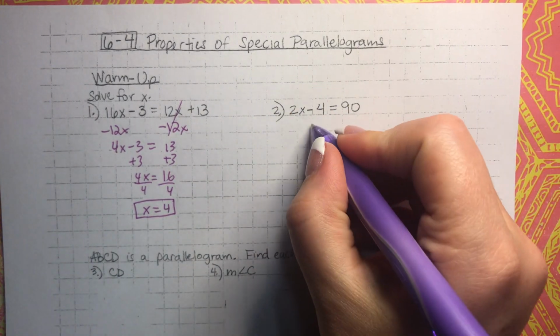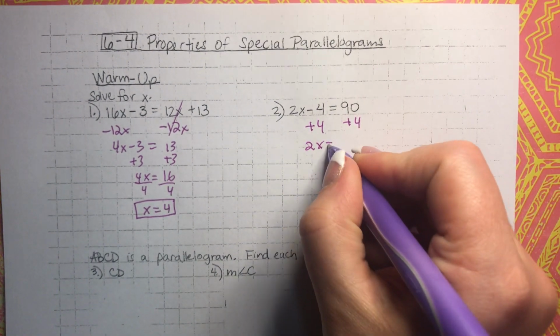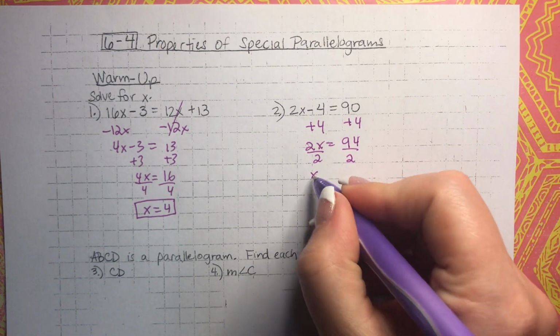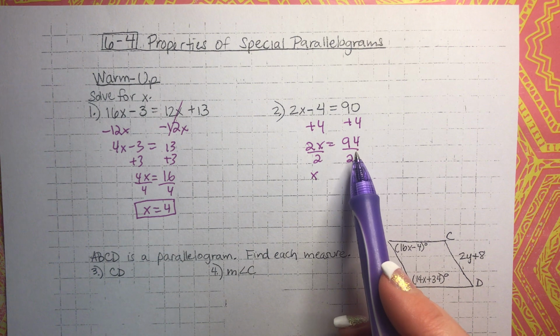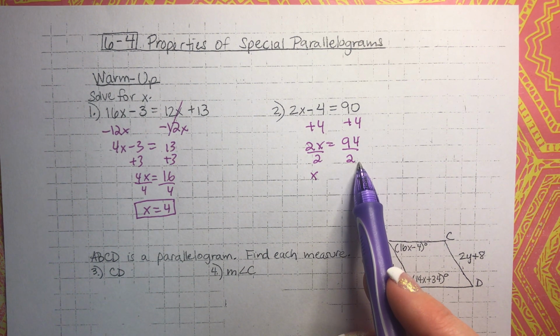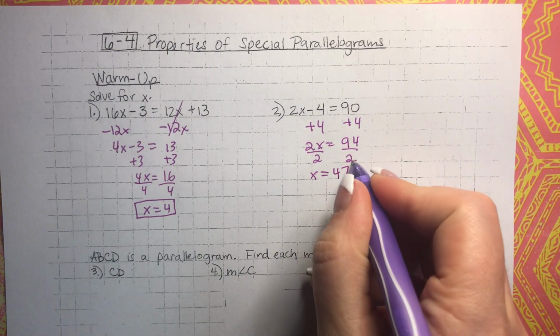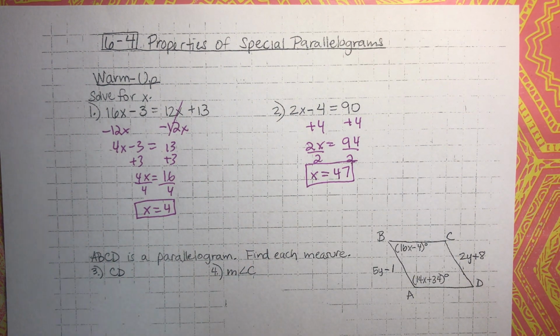This one here, got to get x by itself. We're going to add 4 to both sides. 2x equals 94. Division property of equality. And so what would that be? 90 divided by 2 is 45. And then 4 divided by 2 is 2. 45 plus 2 would be 47. So there we have it. If you got both of those right, great job.